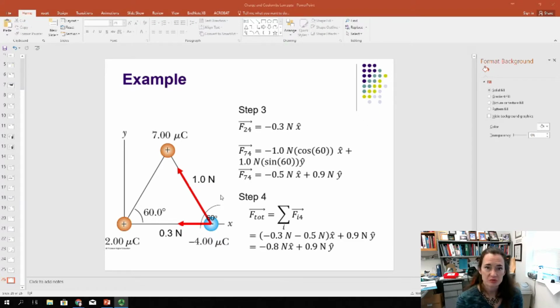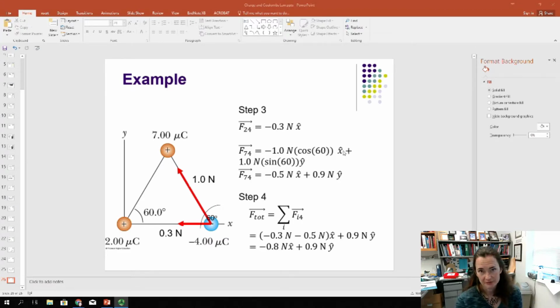Like I said, if you need to go back and review some trigonometry and how to break vectors into their component parts, there's other resources on the web for that, and I have an online lecture myself if you'd like to reference it. So here, 1 times cosine of 60. Now, that vector points up and to the left. Left is the negative x direction, so I put in a minus sign here to indicate that it's pointing leftwards. So minus 1 Newton cosine 60 x hat.